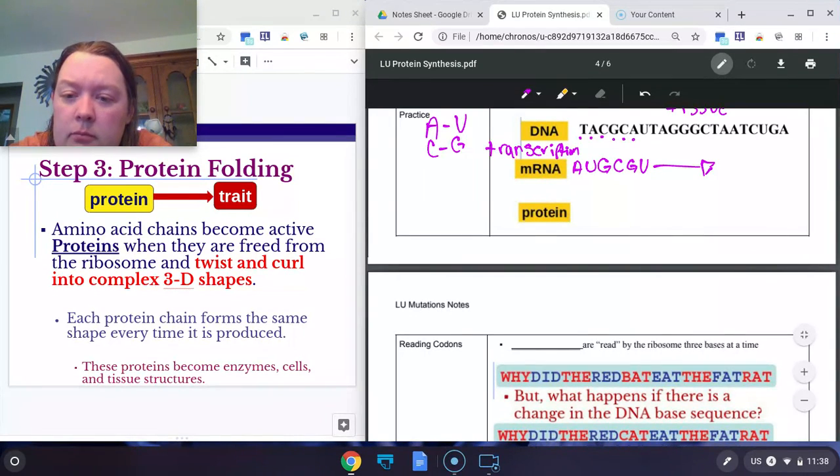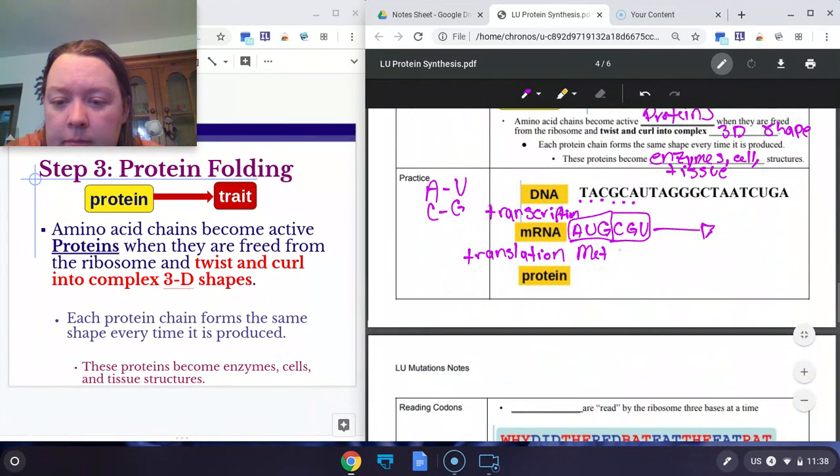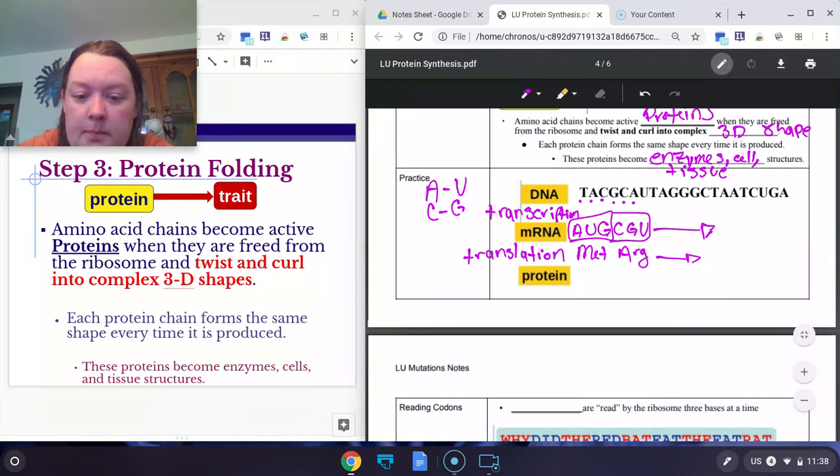Our next step is going to be put our mRNA in groups of 3. Those groups of 3 are called codons. And then we are going to translate. I'm going to look these up in our amino acid chart to figure out the amino acids that they stand for. So I know that AUG is MET and CGU is going to be ARG. And you can keep doing that on and on. And that is how we go through this process.